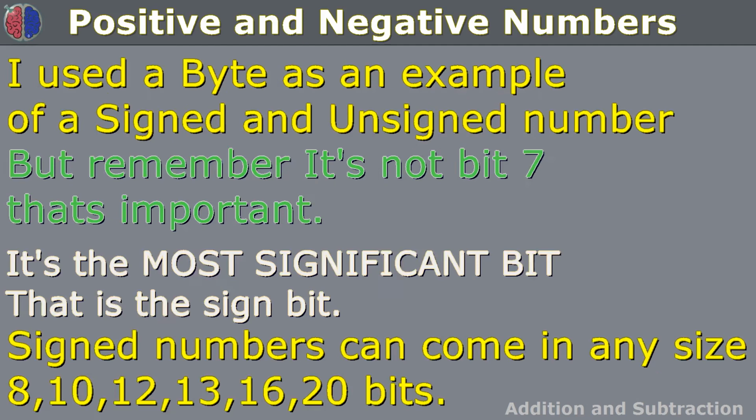In all these examples, I used a byte as a signed and unsigned number, but it's not bit 7 that was important. It's the most significant bit. That's your sign bit. Signed numbers come in any size you can imagine. Doesn't matter if it's 8, 10, 12, 13, 16, or 20 bits. As long as you treat the most significant bit as the special case sign bit, the 2's complement will work.